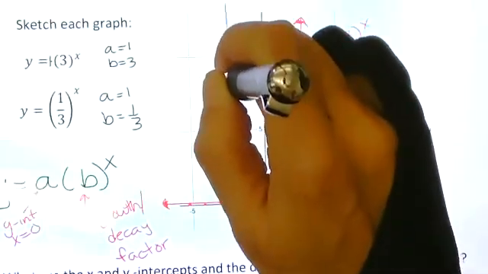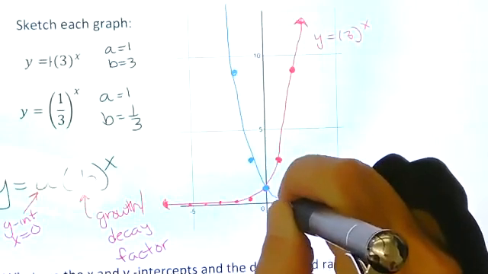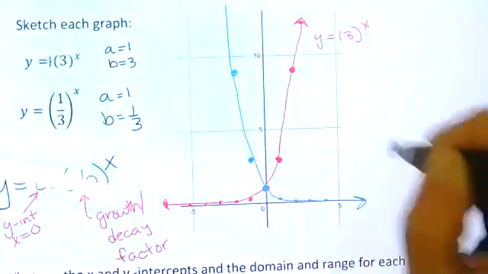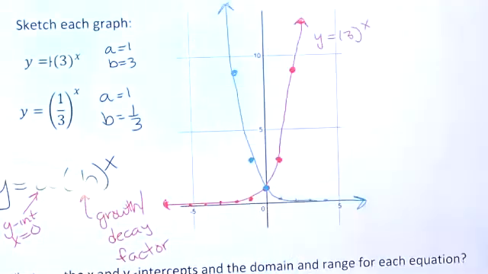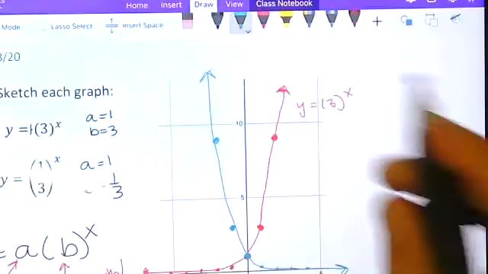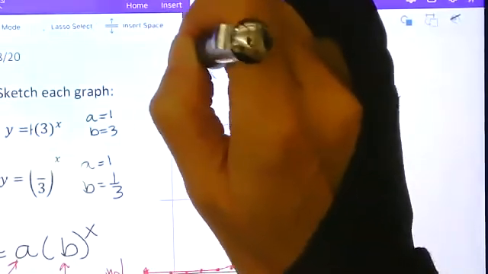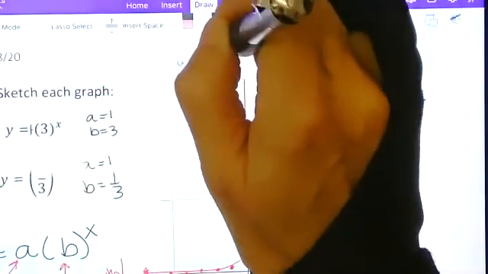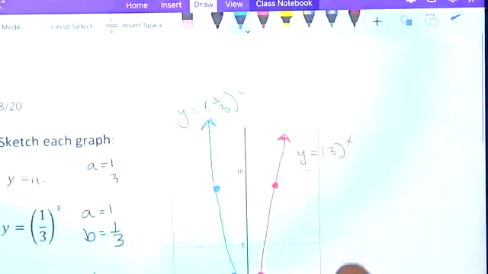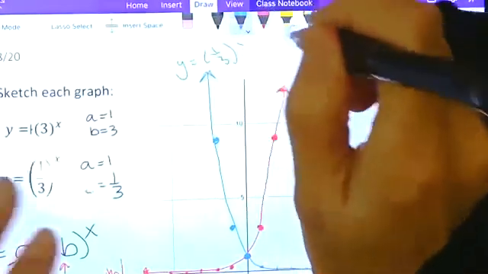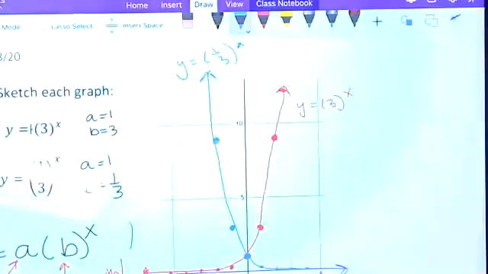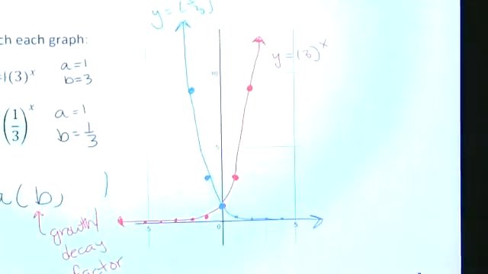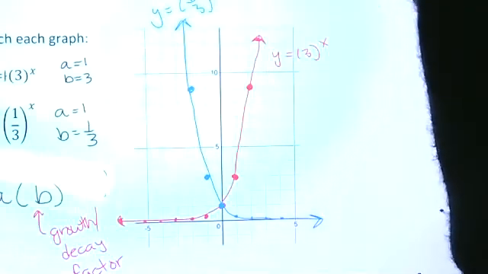And hopefully you can see that the blue graph here is a mirror image. It's a reflection of the pink one. And this one is y equals 1/3 to the x. Oops, to the x. Not going to let me write an x, is it? There we go. Okay, so our two graphs are very similar.